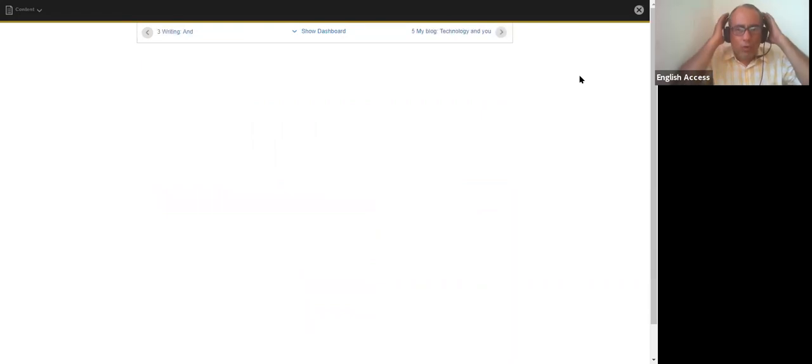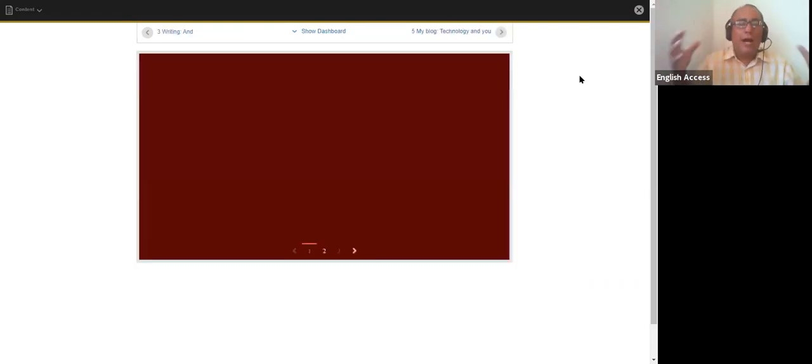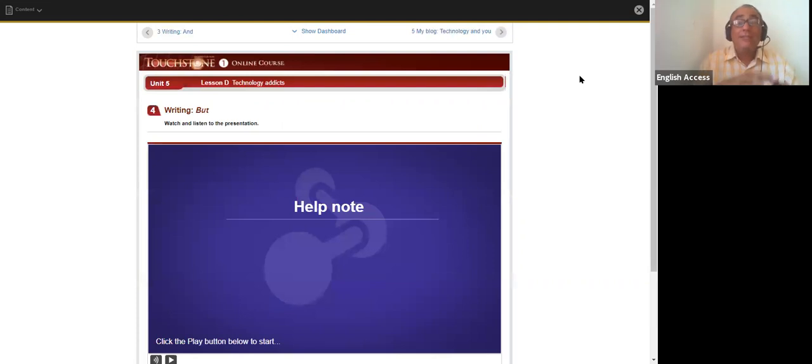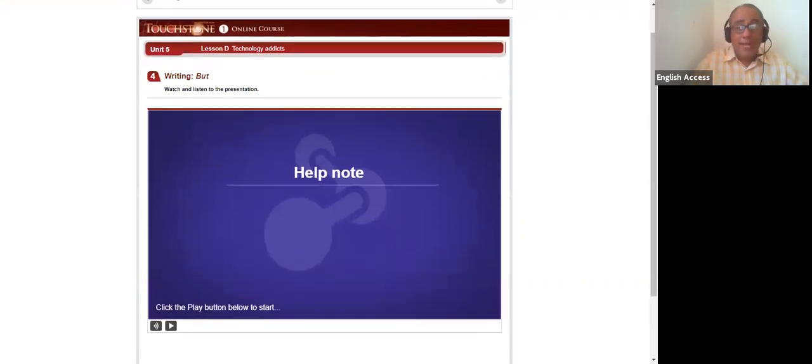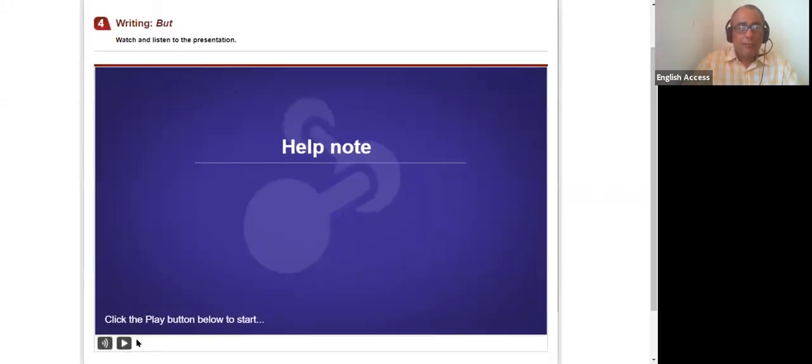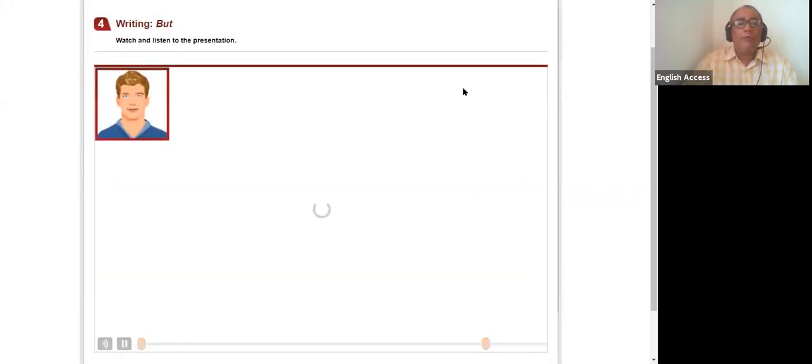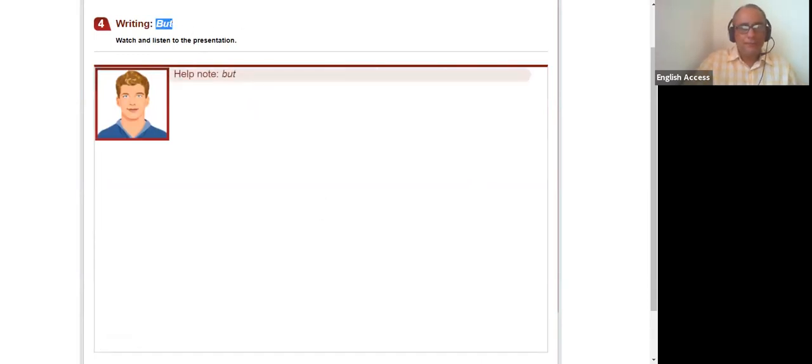Okay, let's go for the other word, but. But is a word that we use to add information that sometimes is different. Not the same ideas, not the same meaning, but different. In this case, we are going to see the help note, the presentation about but. In Spanish, pero. Use but to link sentences with different information or ideas.